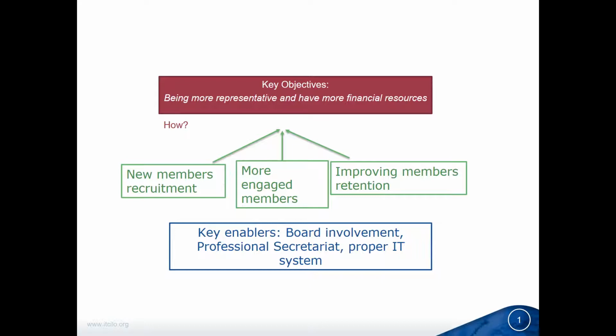But we also need to have a number of key enablers. This is how we define them here at the ITC-ILO ACTAMP. And we identify three key enablers. Number one, board involvement. Number two, to have a professional secretariat. And number three, to have a proper IT system.